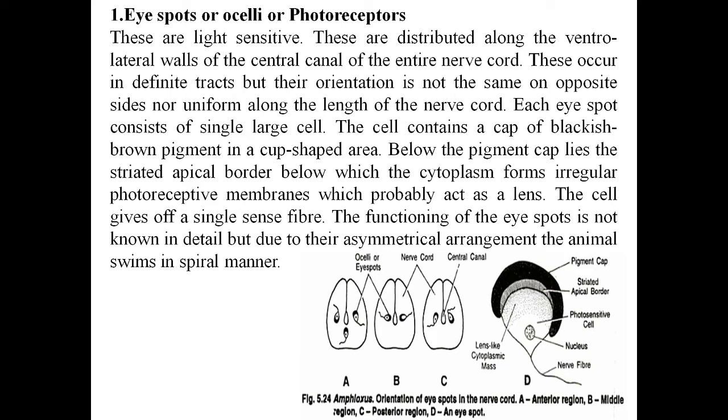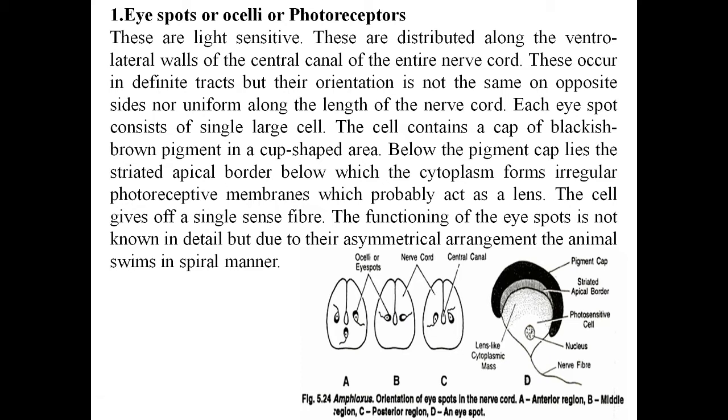These eye spots or ocelli are very similar to the structure of the eye in mammals. These are light sensitive organs, and these are distributed along the ventrolateral walls of the central canal of the entire nerve cord, and these occur in definite tracts, but their orientation is not the same on the opposite side, nor uniform along the length of the nerve cord.